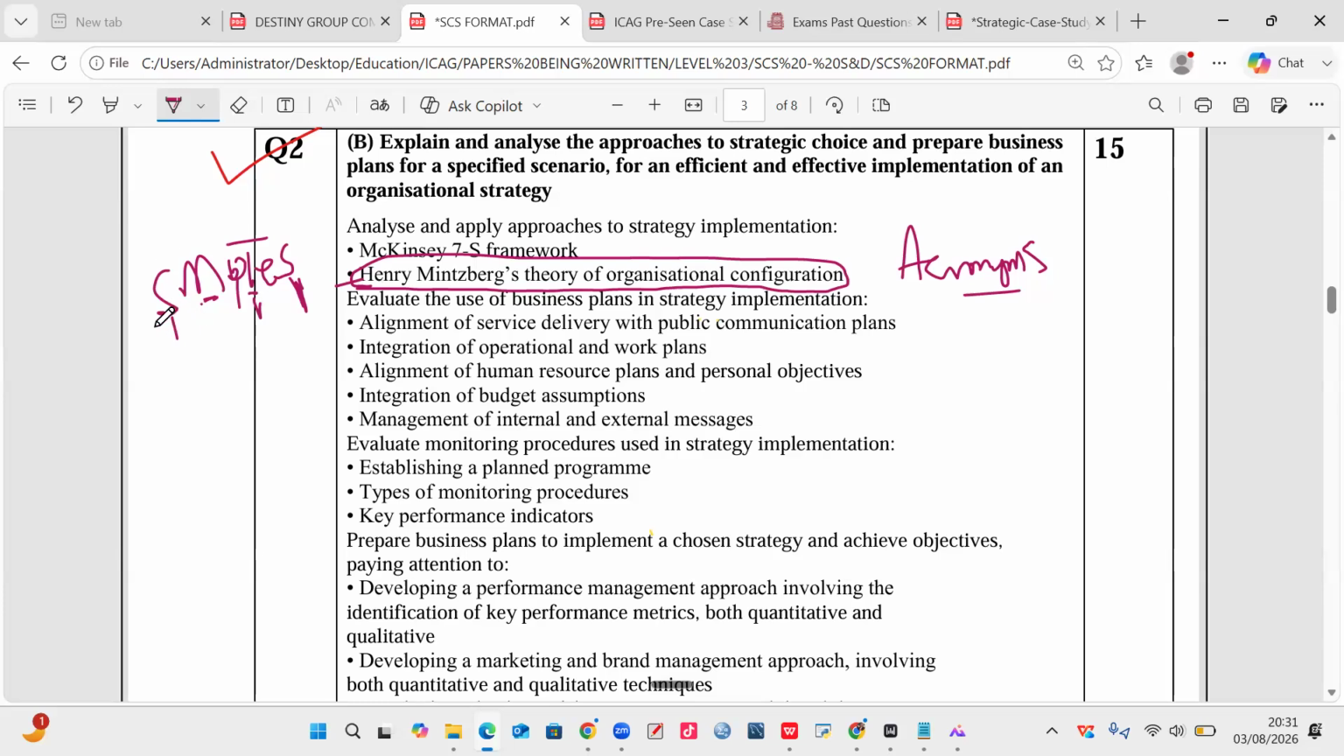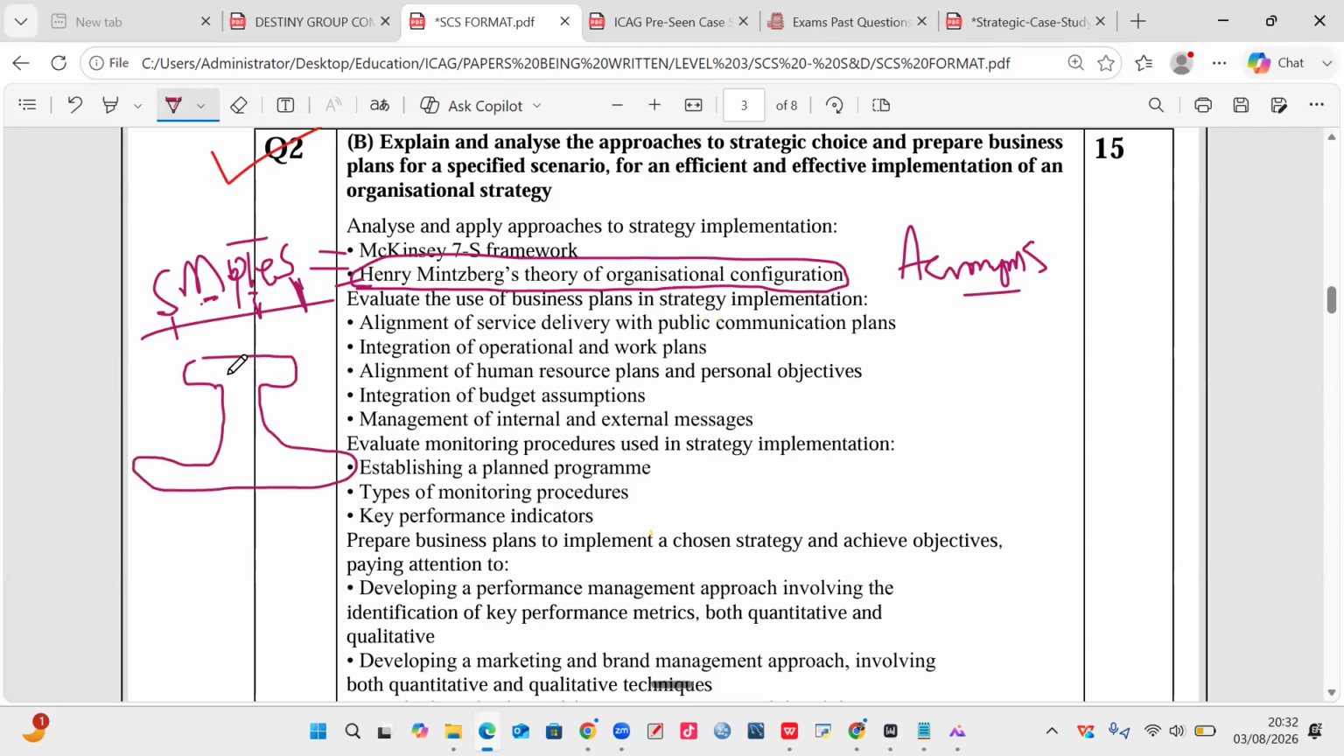So when I write all my acronyms against the frameworks, I will never forget them. So Henry Mintzberg's theory, when it came, I remembered SMOKE test. I wrote it. Strategic apex, and I even drew the diagram. When I was answering, I drew the diagram. It's like this. I still remember the diagram.